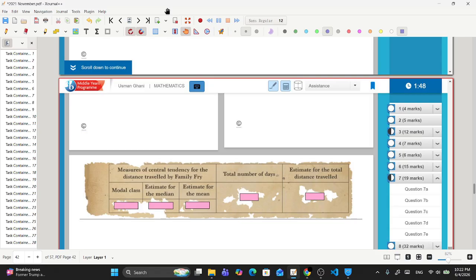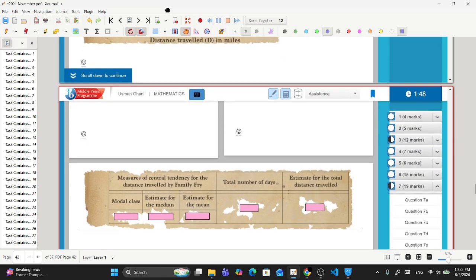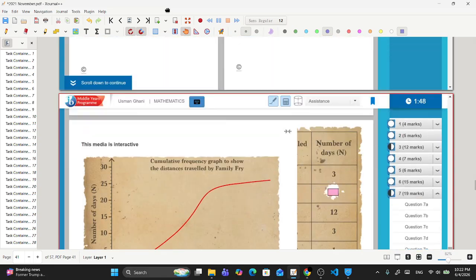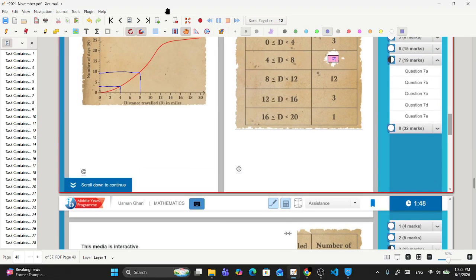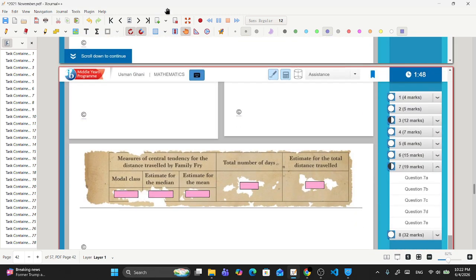Measures of central tendency for the distance traveled by the family Fry. First thing is the modal class. Modal is the most repeated value, right? So most repeated is simply 8 to 12. So 8 to 12 would be the right answer.